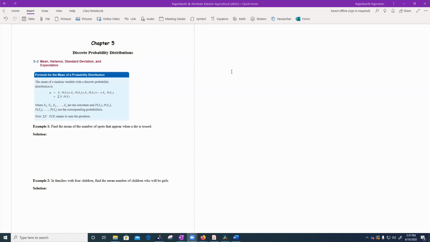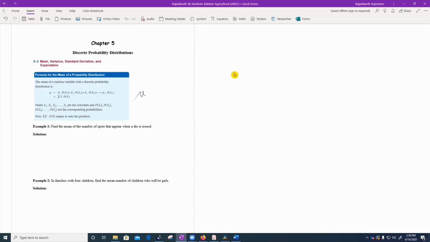So this is 5.2 of finding mean, variance, and the standard deviation and the expectation of the given random variable. So first of all, let's look at the formula for the mean of the given random variable. Suppose if we know the probability distribution of the random variable x, then the mean of that random variable is simply given by this formula.